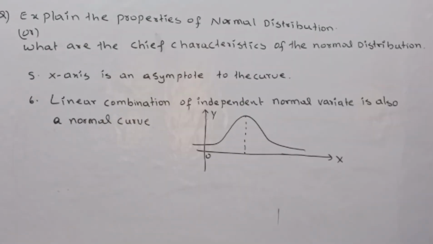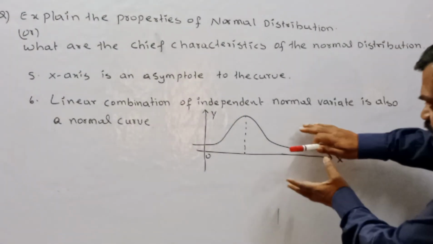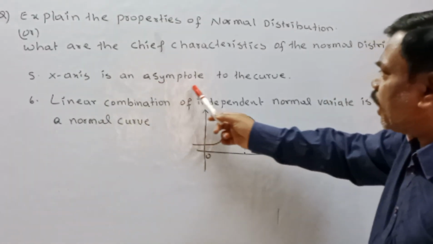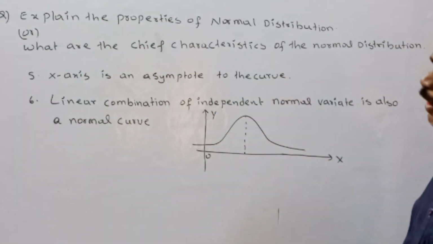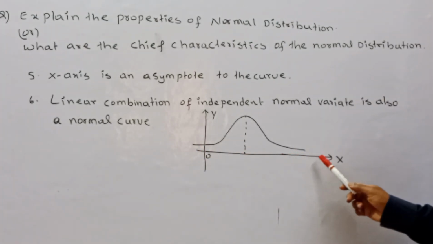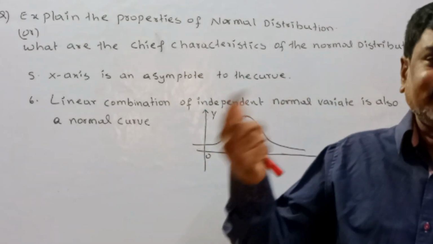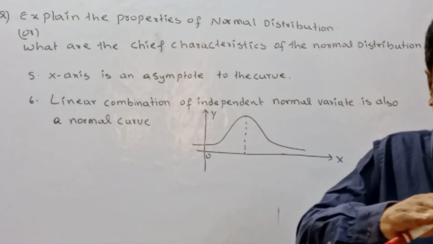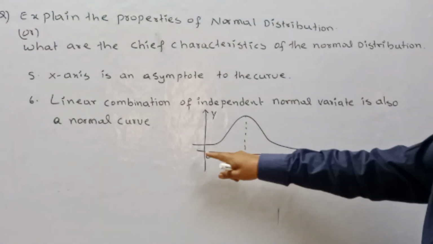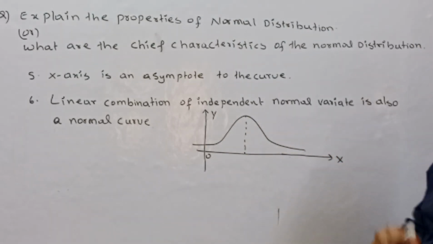Now, the fifth and sixth properties of the normal distribution. You observe this one. This is the normal curve. The x-axis is an asymptote to the normal curve. This is the x-axis, so it is an asymptote to the curve. Asymptote means it does not touch the curve, just runs parallel to it. This is the x-axis, the horizontal line here. So it does not touch the curve in any case.